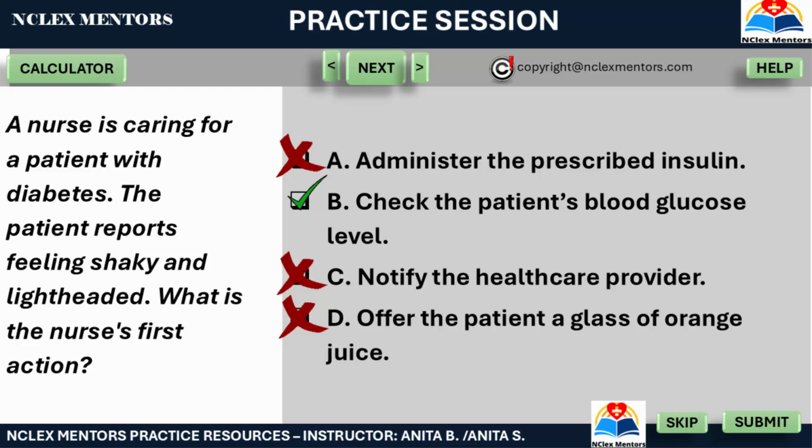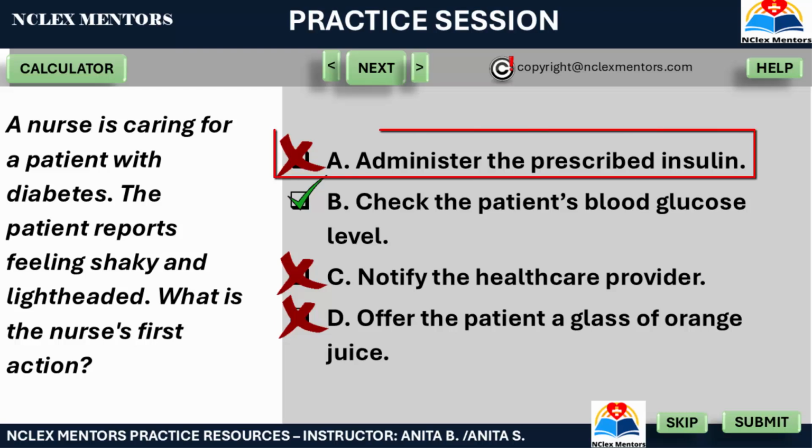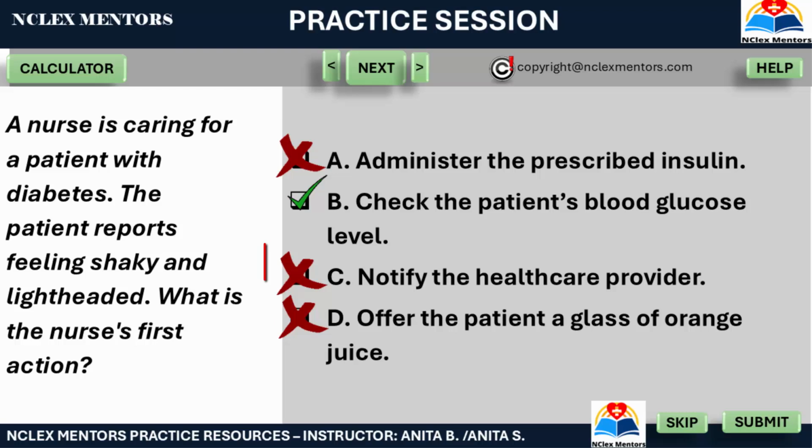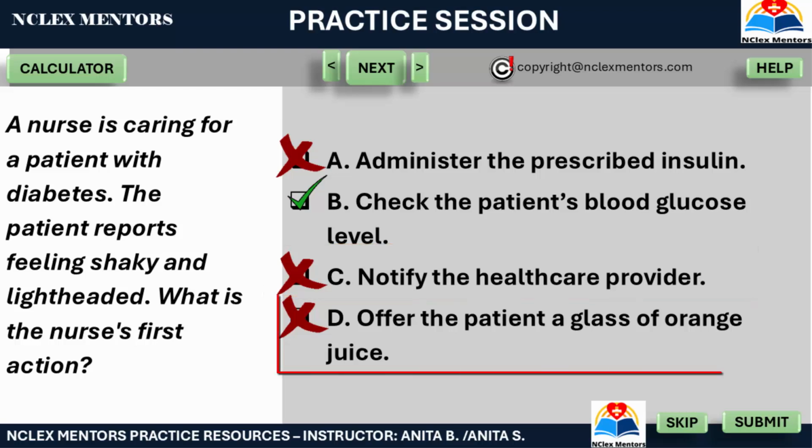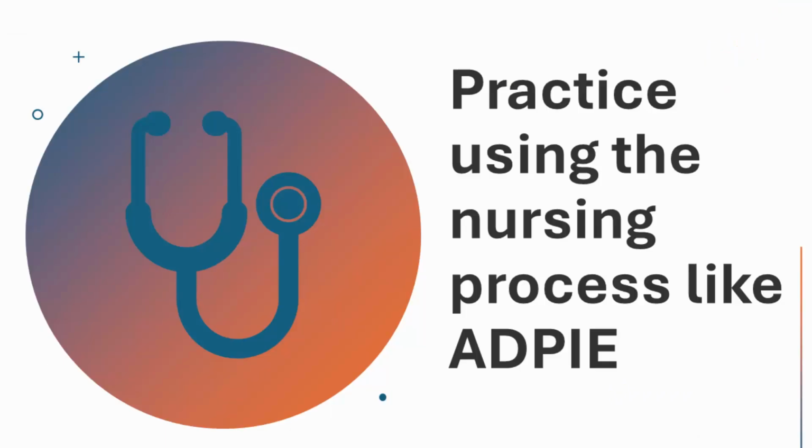Here, the keyword first requires you to assess before intervening. Administering insulin without checking blood sugar could worsen hypoglycemia. The provider should be notified only after assessment. D. Juice can be given after confirming low blood sugar. Practice using the nursing process, ADPIE, and Maslow's hierarchy of needs.